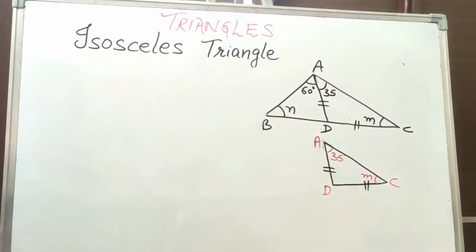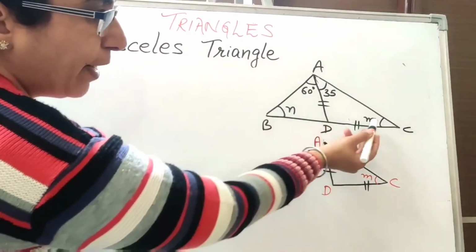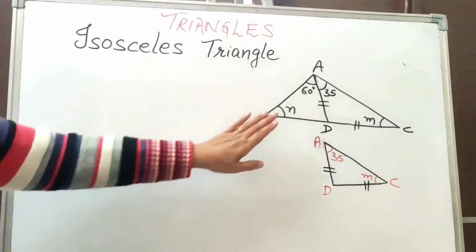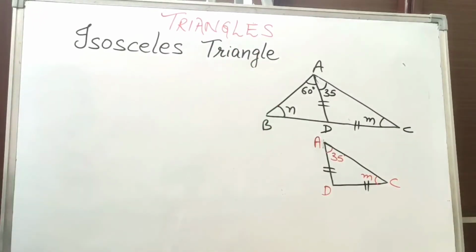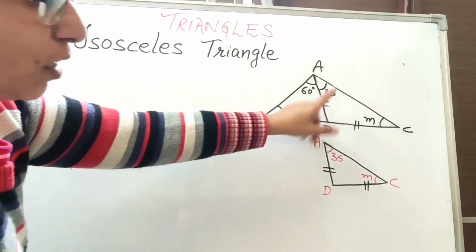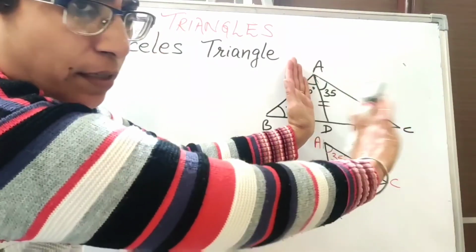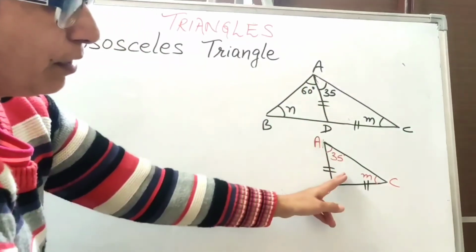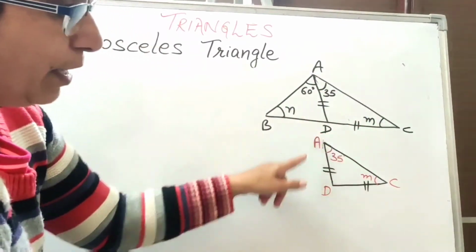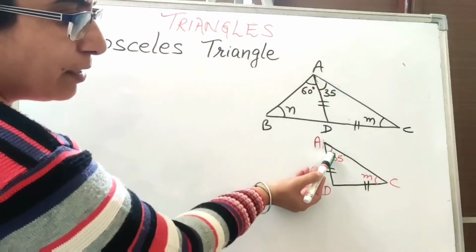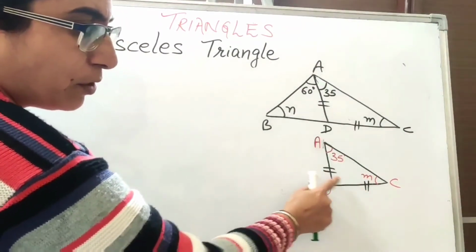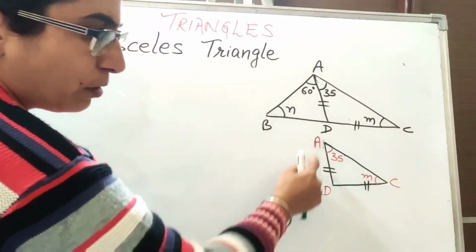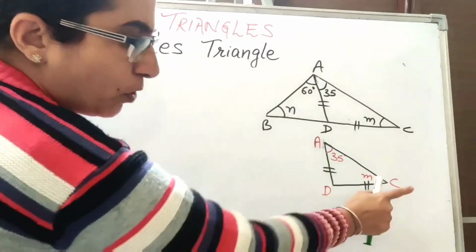Now one more question. This figure is given, and in this figure we are given this N and M, and the question is to find the value of, or you can say the measure of, the unknown angles. So student, from this figure I have taken out this triangle, that is ADC. In this, angle A is given 35, angle C is given M, and this double mark shows that these two sides are equal. AD is equal to DC.